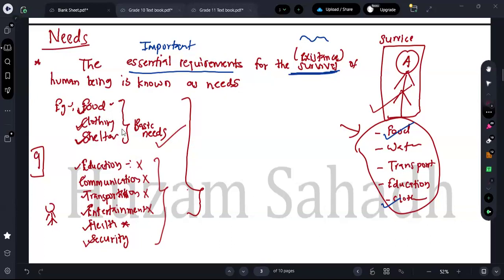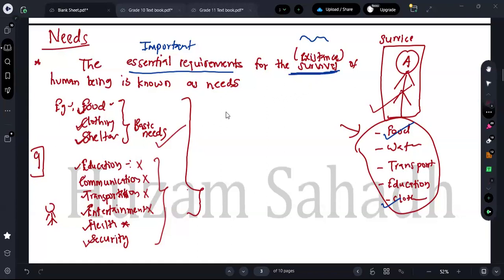Okay, so what's the idea? Security, everything comes under the other needs. It's not the basic need. It's also a need, but it's not the basic need. Just understand that part. It is a need, but not the basic need. So the basic needs are what? Only food, clothing, and shelter.